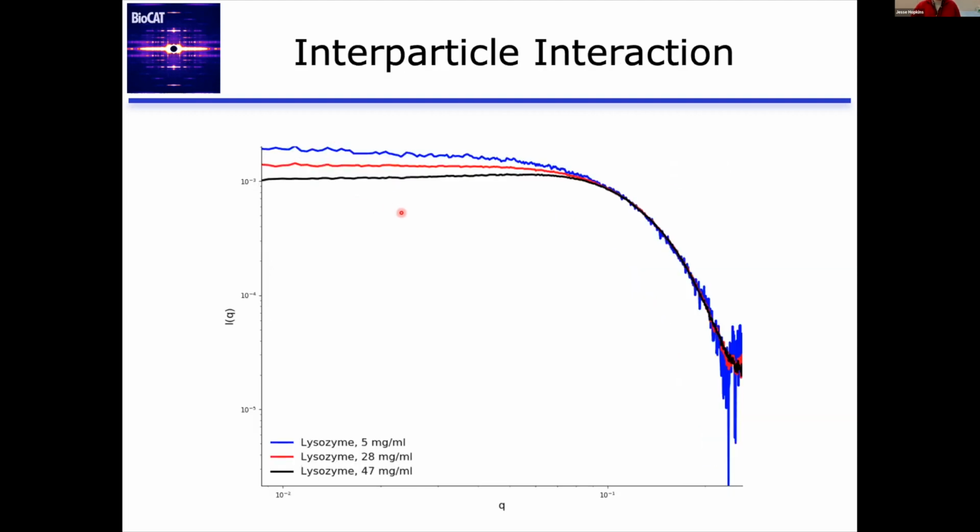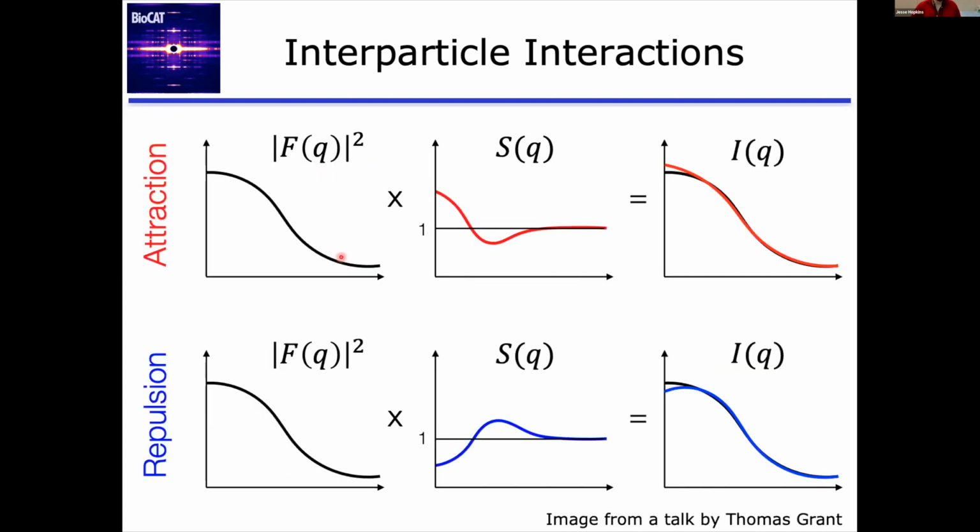This is what interparticle interaction typically looks like in your samples. So here we have the same sample at multiple different concentrations. And you can see as I increase the concentration, the profile goes down at low Q. This is very indicative of structure factor effects of these repulsive interactions. And this is a slide I borrowed from Tom Grant.